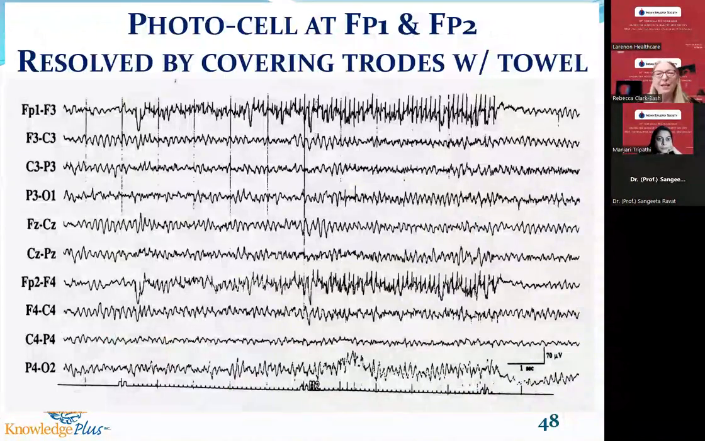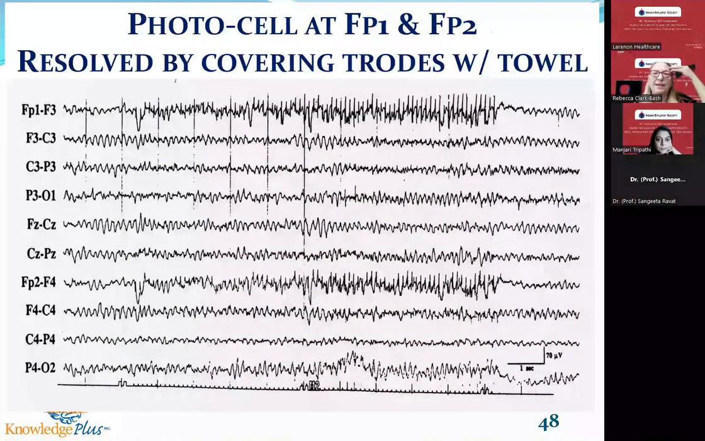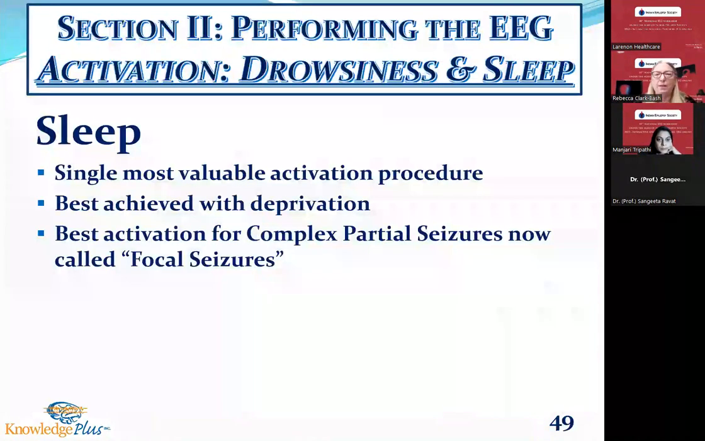Now, you might sometimes see something that looks like photic driving over the frontal electrodes. And that's just the photocell effect between the light and those electrodes. So if you put a dry cloth across those electrodes in the front, not covering the eyes, you can get rid of that. But you can never have driving in the frontals. This is an artifact caused by the proximity of the light to the electrodes in the front of the head.